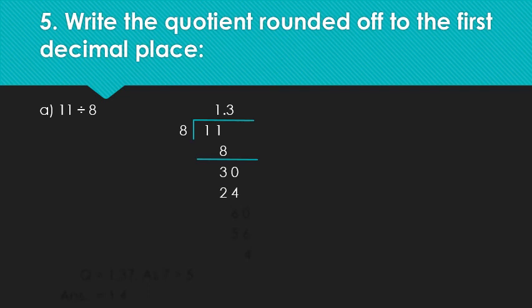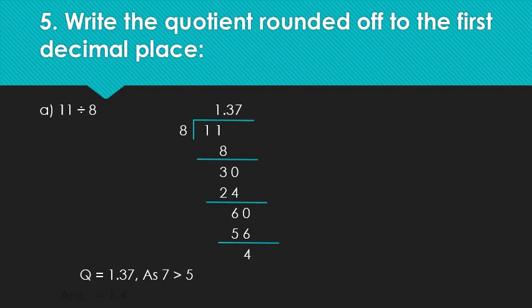So it will come 24. 8 threes are 24. And now we will subtract 24 from 30. What do we get? We get 6. And now, since we have added a point in the quotient, we can add 0 in every step. So we are adding 0 after 6, and the number becomes 60 in the third step. So now we will divide 60 by 8. It will come as 56. 8 sevens are 56. Now, children, we will subtract 56 from 60, and what do we get? We get 4.